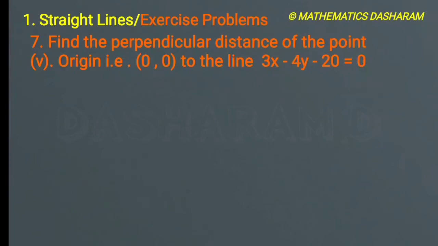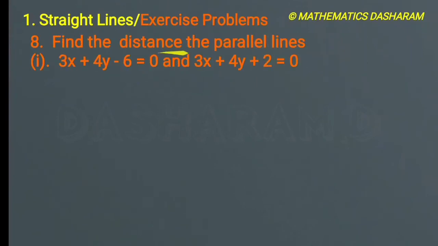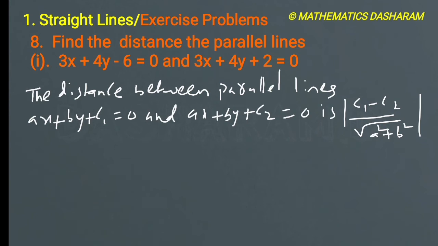Next, eighth question is, find the distance between the parallel lines. So the first line is 3x plus 4y minus 6 equals 0, the second line is 3x plus 4y plus 2 equals 0. We know very well that parallel lines mean the x coefficient and y coefficient are both equal, just the constants will be different. So the suitable formula for this is mod c1 minus c2 divided by under root a square plus b square.